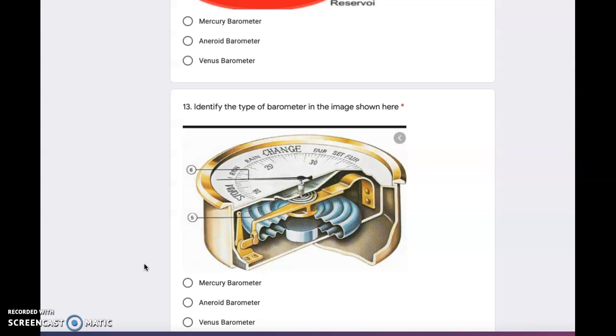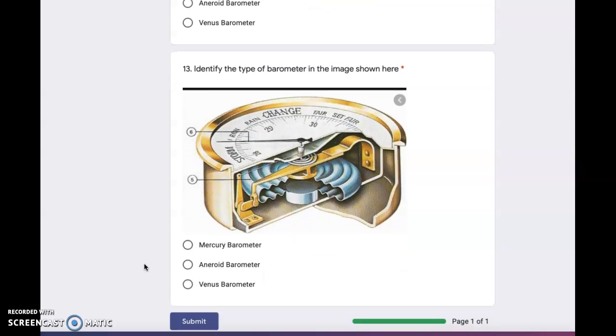Number 13. Identify the type of barometer in the image shown here. Mercury barometer, aneroid barometer, or a Venus barometer.